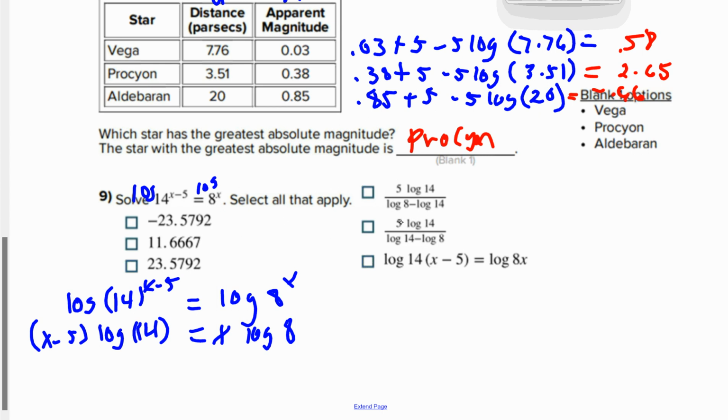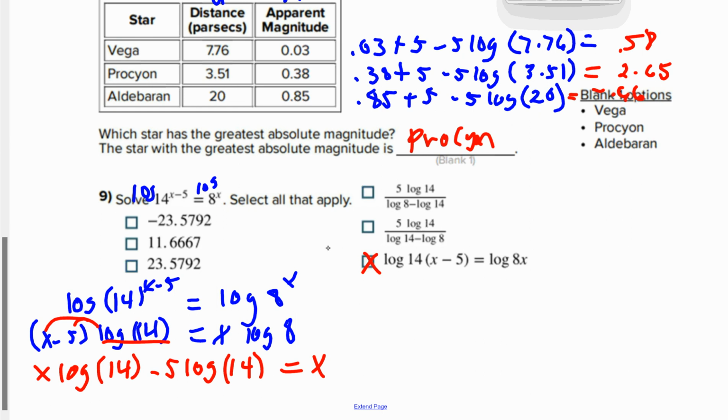And we want to match, is that any one of these in here? Right there, that's not that one, because that's 8 times x. The x needs to be in front of the log, so it's not that one. Then we can distribute this log to both of these numbers. So that'd be x log 14 minus 5 log 14. Look for that in these answers. Is that in there? Doesn't look like it.